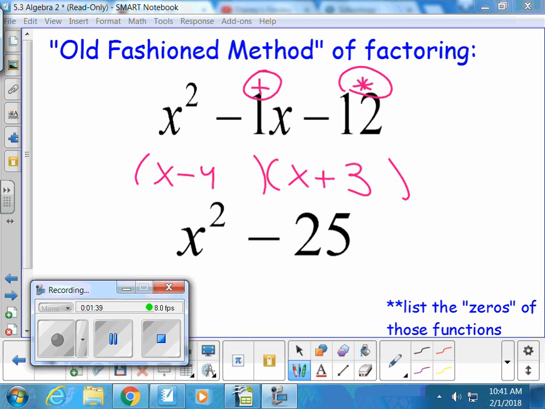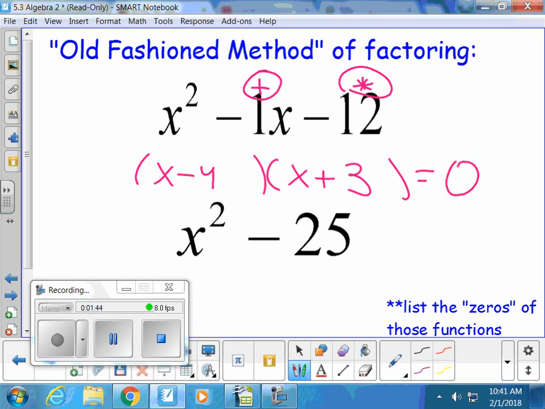I have it behind this box, but it says we're supposed to list out the zeros of the functions. Zeros are the same thing as solutions. So if I had this set equal to 0 and I needed to know the solution of this binomial and the solution of this binomial, what would the solutions be? Good. I think you guys remember that. Awesome. Let's do the same thing here.